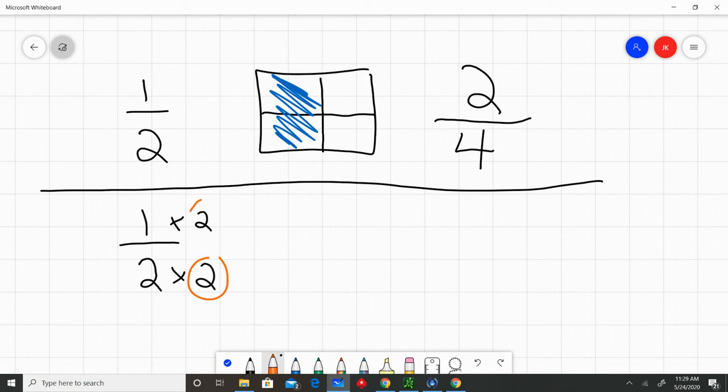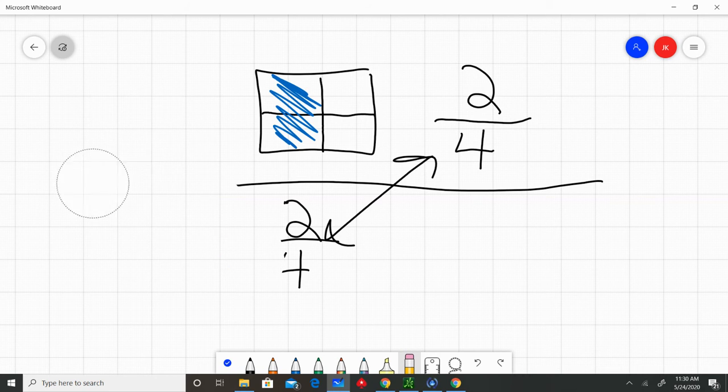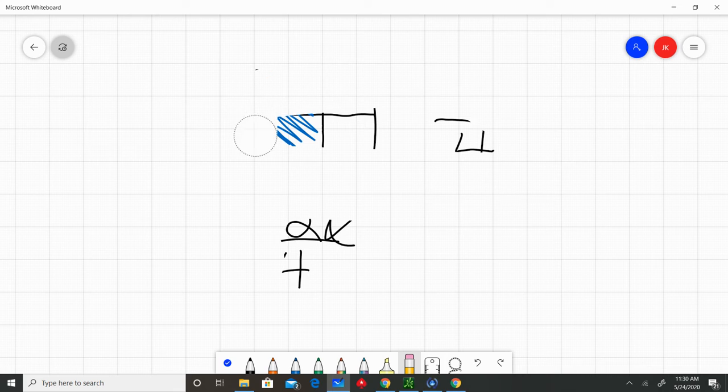See how these are the same numbers right here? The 2 and the 2? All right, so 1 times 2 gives me 2. 2 times 2 gives me 4. Here we could see that we came up with an equivalent fraction using multiplication instead of using a model. All right, we're going to try another one. And this is actually a pretty neat trick.